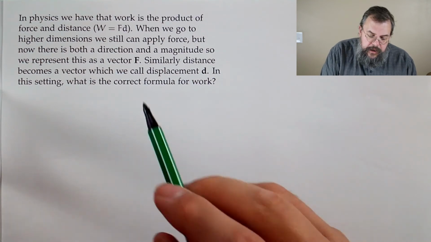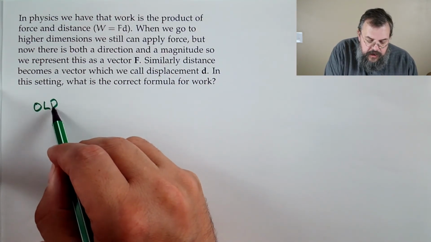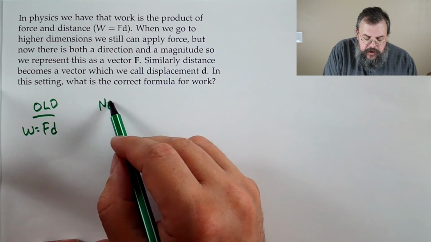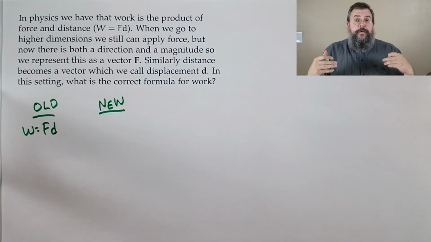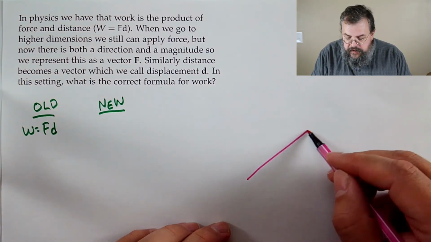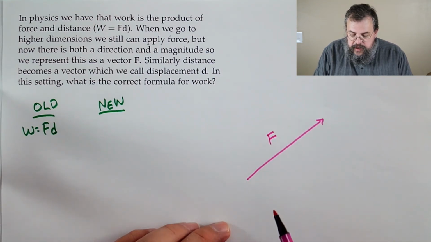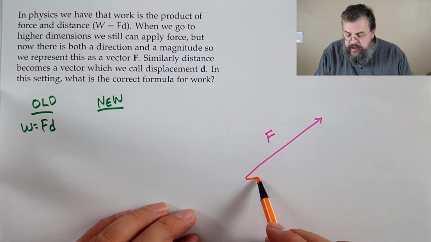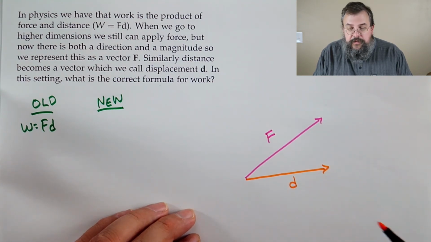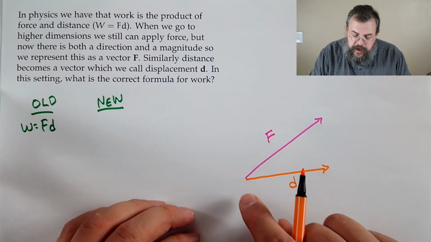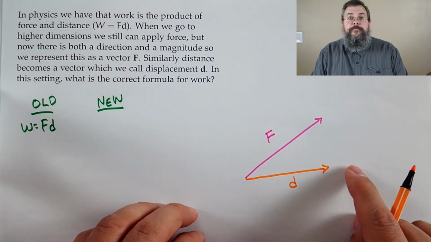So the question is, okay, previously, this is our old version, we said that work is just force times distance. We want to say now, what happens if we go to our new setting where we have vectors involved? So to be explicit here, what we want to look at is we have a force being applied. So here is our vector, our force. And now there's also a second component, which is our displacement. And our displacement is how much we've changed, our change in our object. Okay, and so the question is, if you apply the force and the end result is this displacement, how much work was done?